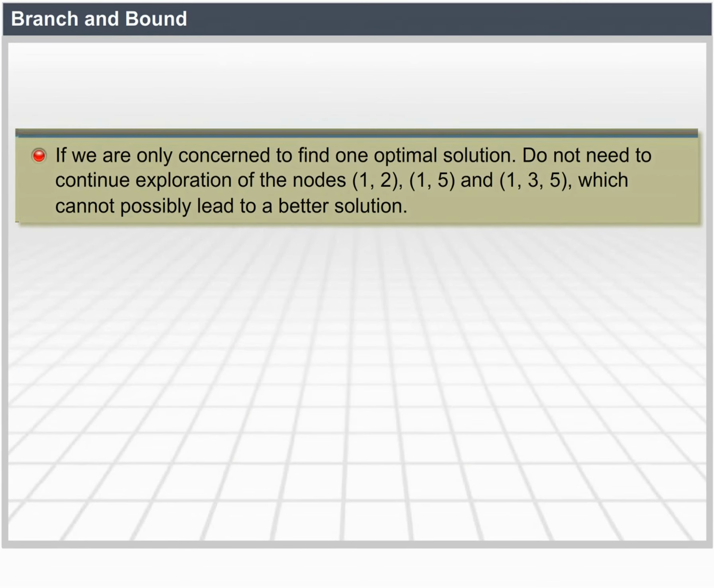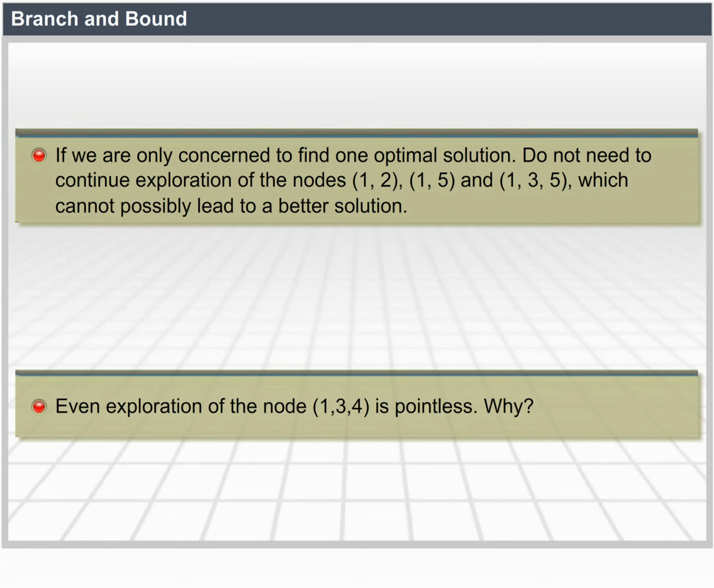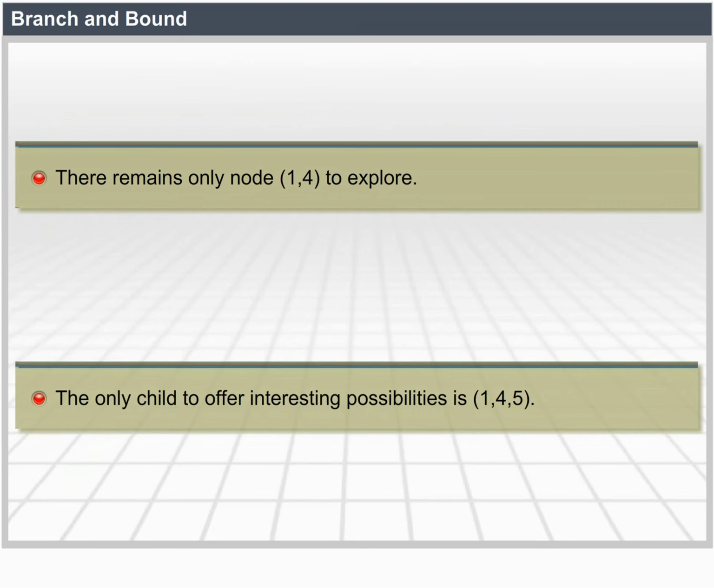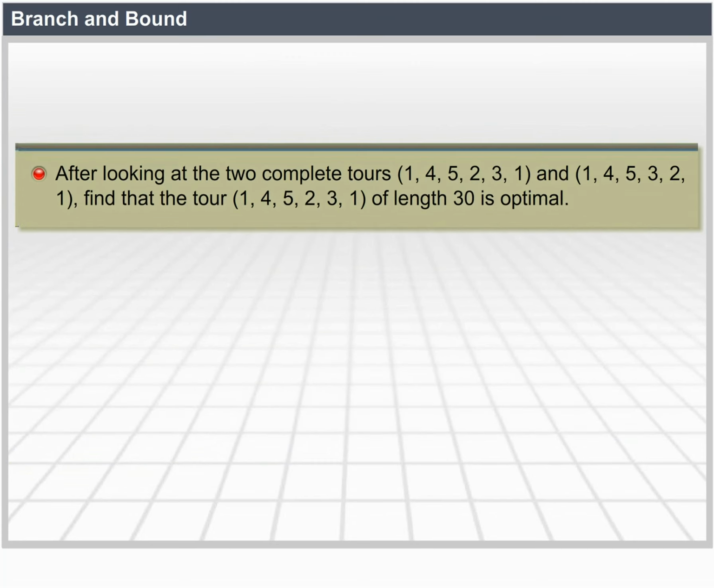If we are only concerned to find one optimal solution, we do not need to continue exploration of the nodes 1,2; 1,5 and 1,3,5, which cannot possibly lead to a better solution. Even exploration of the node 1,3,4 is pointless. Why? There remains only node 1,4 to explore. The only child to offer interesting possibilities is 1,4,5. After looking at the two complete tours 1,4,5,2,3 and 1 and 1,4,5,3,2,1, we find that the tour 1,4,5,2,3,1 of length 30 is optimal.